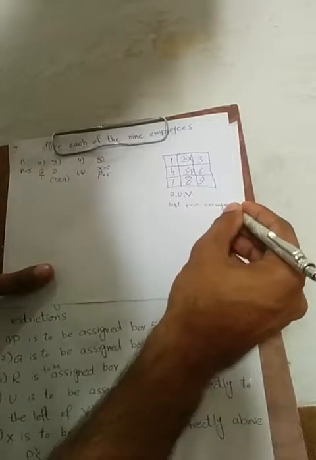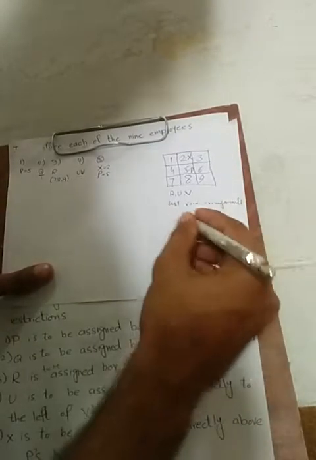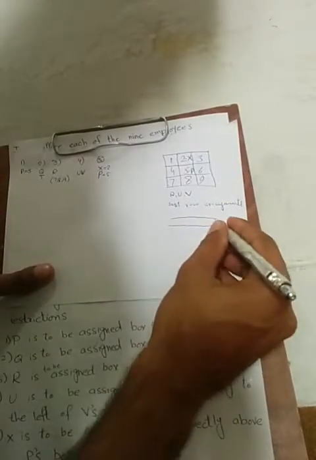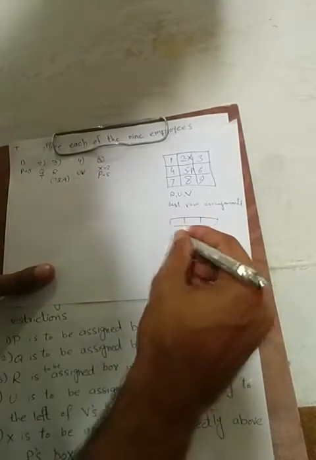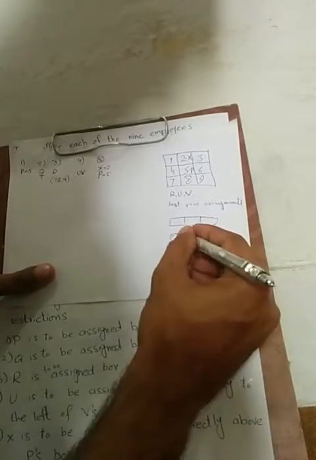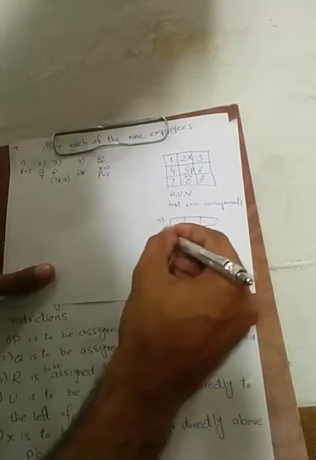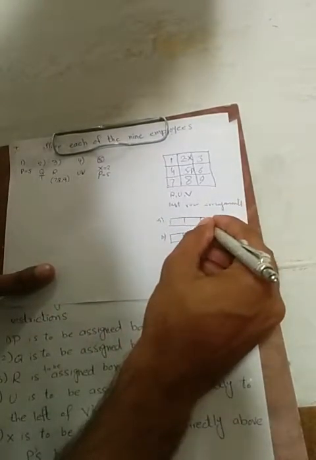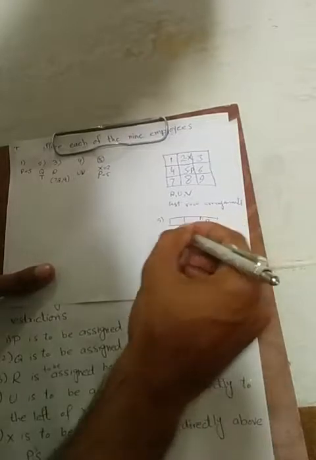There are two possible arrangements. I would draw them like this. These are the two possible arrangements, A and B. One thing to remember: R can get a position either here or here.